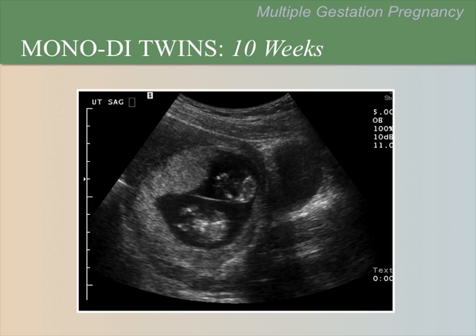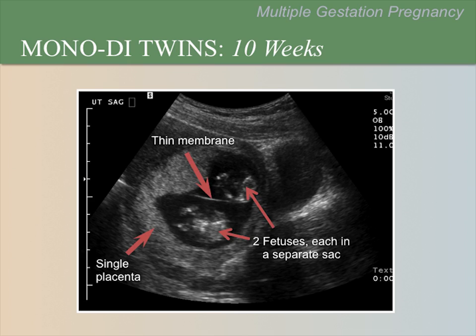This is a typical image from a monodi twin pregnancy at 10 weeks. What can you see in this image? Please pause the video now to encourage responses. Here we have labeled 2 fetuses that each occupy a separate amniotic sac. Only a single placenta is visible. The dividing membrane appears quite thin.